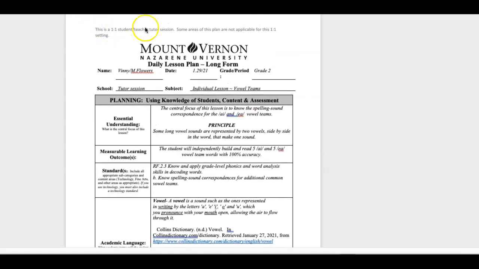Please note that in the header, I put this is a one-to-one student to teacher tutor session, and some areas of this plan are not applicable for this one-to-one setting. I did that because this is going to go on your anthology portfolio. And we know that this plan was a one-to-one tutor session, but whoever looks at your anthology portfolio will not know that. So please include that in the heading.